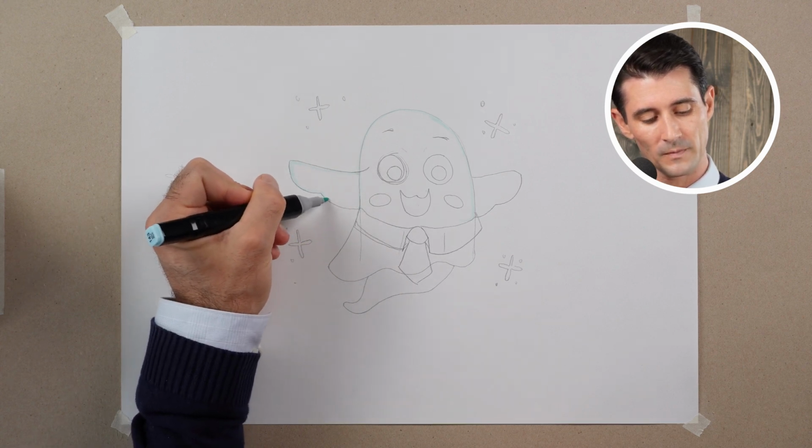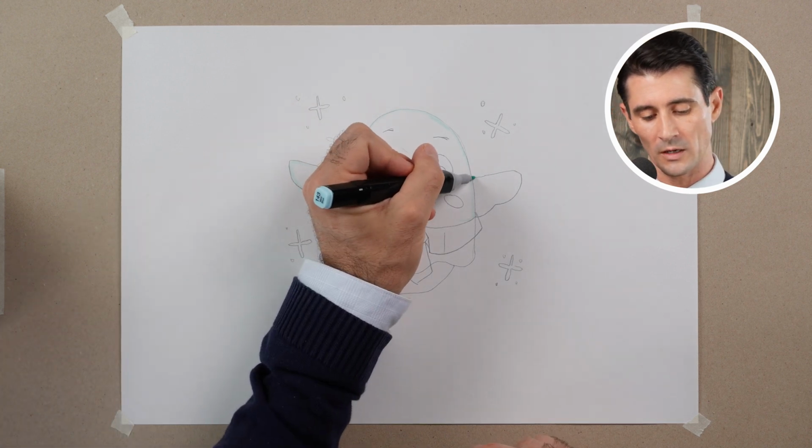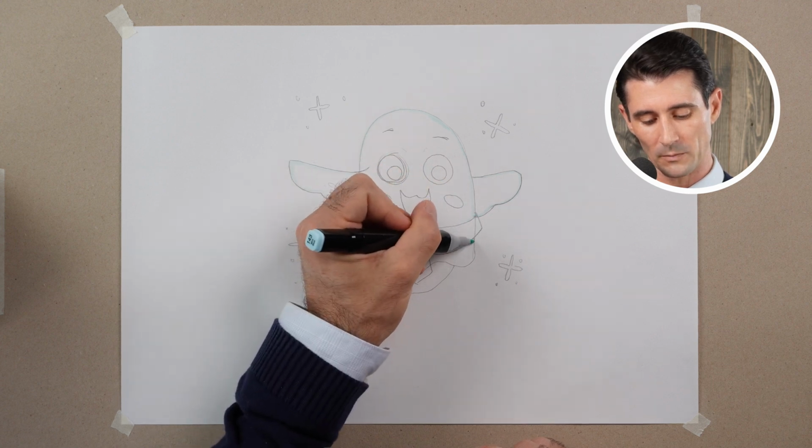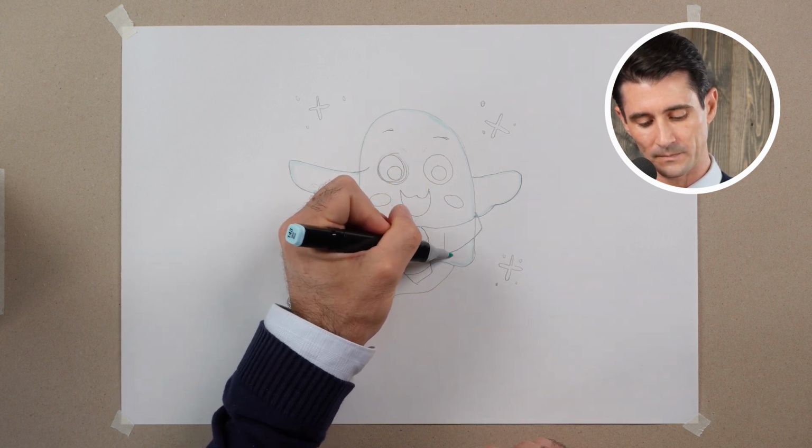And if you don't have anything, you could start inking in your ghost and using a dark marker, a black marker, or a pencil.